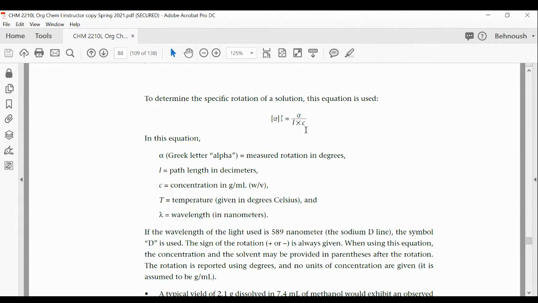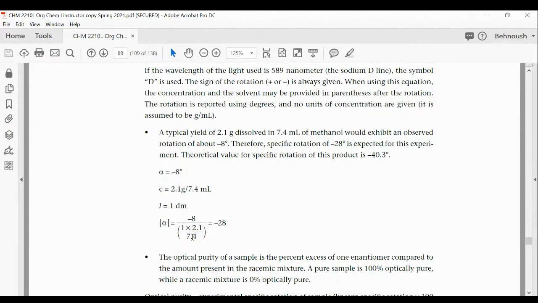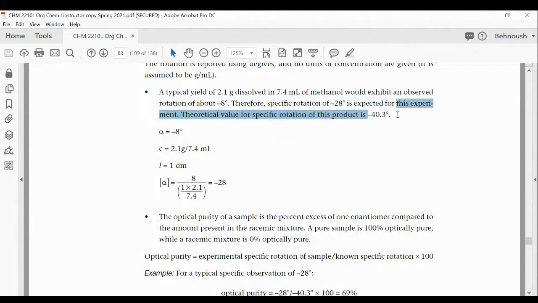So how much methanol you're adding, that would be the milliliter used for the calculation of the C. So if we are adding 7.5 milliliter, we use that as a 7.5. So gram divided by 7.5, that gives you the value for C. So we have the values here. You get the specific rotation. A specific rotation is going to be 40.3 if your enantiomer that you separated was 100% pure.